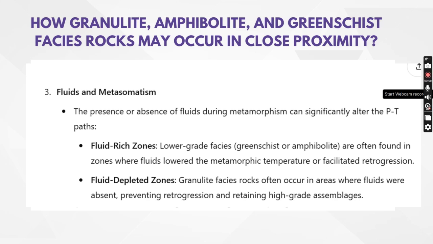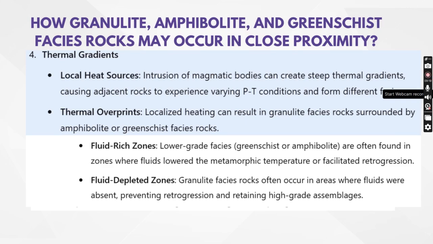Similarly, in fluid-depleted zones, granulite facies rocks can often occur in areas where fluids are absent, preventing retrogression and retaining high grade assemblages. So these are the certain things. Apart from the thermal gradient, a local heat source, intrusion of magmatic bodies, can create a steep thermal gradient, causing adjacent rock to experience varying pressure temperature condition.